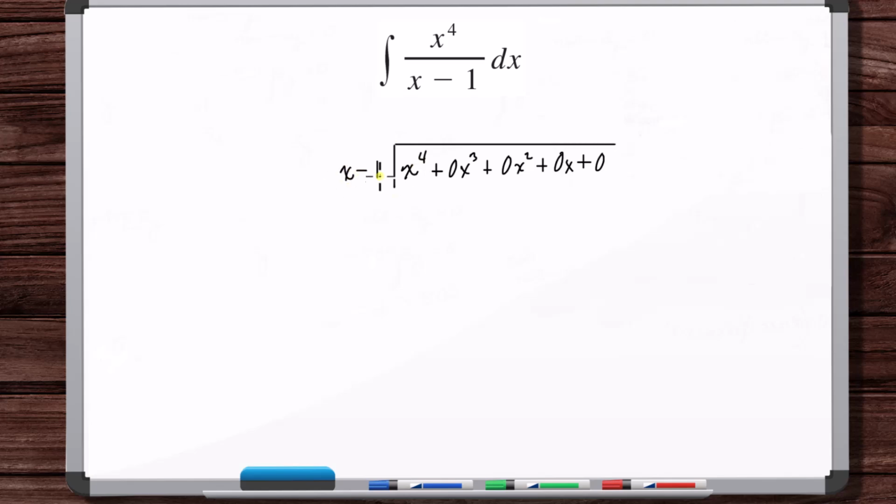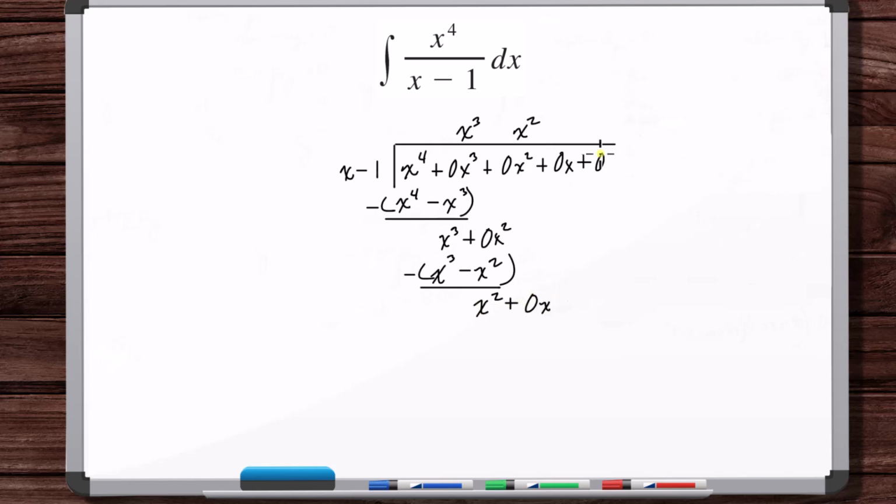Okay. All right, x to the fourth divided by x is x cubed. X cubed times the divisor, you've got x to the fourth minus x cubed. Subtract these. Okay, 0 plus 1, so that's just x cubed plus 0x squared. X cubed divided by x is x squared. Multiply x squared times the divisor. You get x cubed minus x squared. Subtract these two. 0 plus 1, so that's x squared.